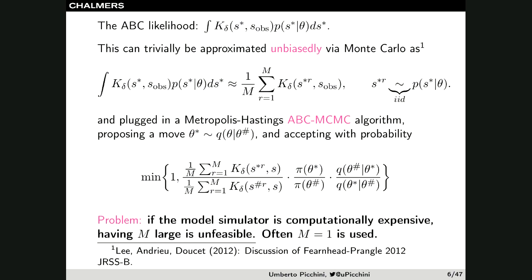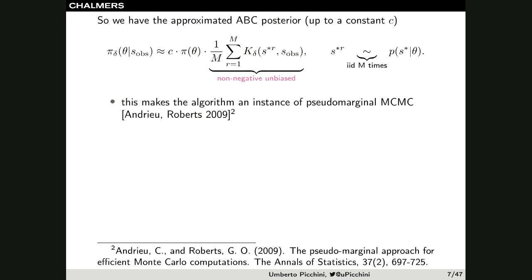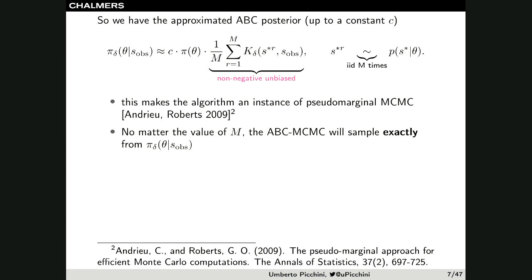Okay, so this is the scenario. We have a non-negative unbiased estimator here, and it can be of interest to know that this is an instance of the pseudo-marginal approach introduced by Andrieu and Roberts in 2009, which means that it doesn't really matter how large M is. Theoretically, the ABC MCMC constructed in this way will sample exactly from this ABC posterior.